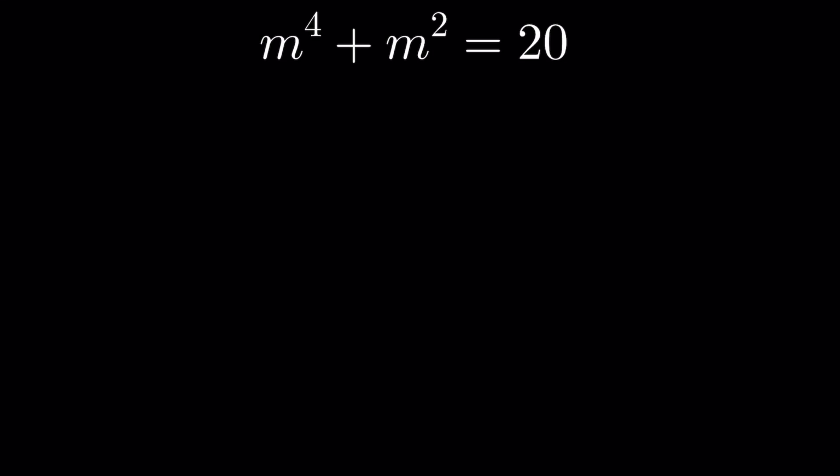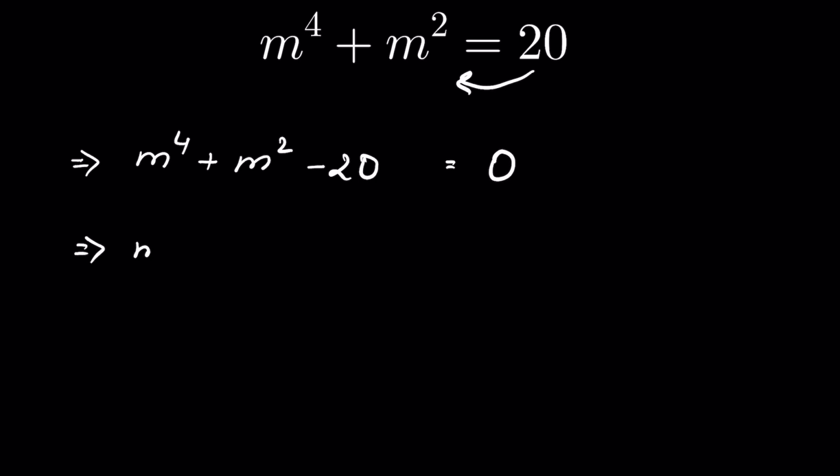m raised to the power 4 plus m raised to the power 2 is equal to 20. We have to find the value of m. So here we can write m to the power 4 plus m square. Send 20 to the left hand side, it will be minus 20 is equal to 0, or m to the power 4 plus m square minus 20, we can write it as minus 16 minus 4 is equal to 0.